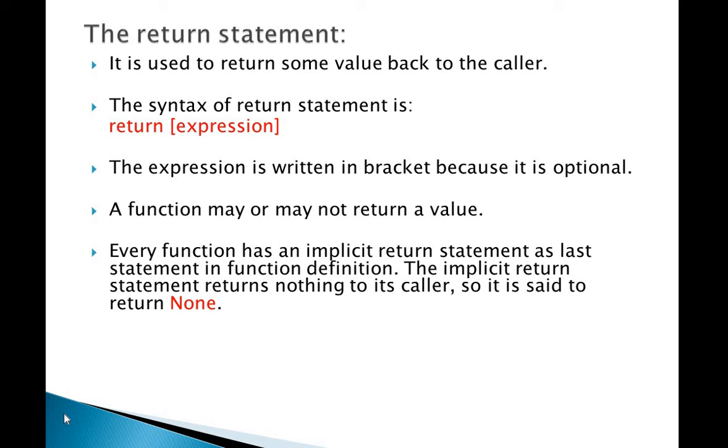Every function has implicit return statement as a last statement in function definition. The implicit return statement returns nothing to its caller, so it is said to return none. Means, if you forgot to write return statement at the end of function body, it is equivalent to return nothing. We will see with respect to one example later on.